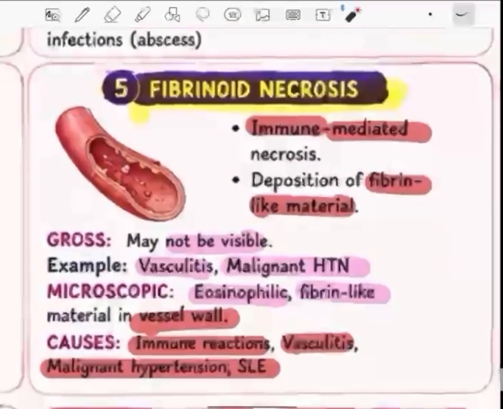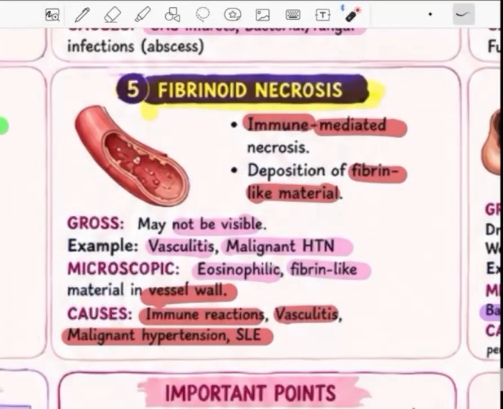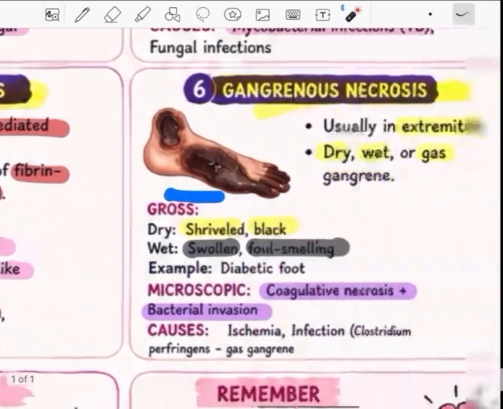Now coming to fibrinoid necrosis. Fibrinoid necrosis is necrosis of the vessel wall with the deposition of fibrin-like material. Microscopically, we'll see eosinophilic amorphous fibrin-like deposits in the vessel wall. Here, loss of normal vessel architecture will be there. It will become light pink in color. Mostly, it is seen in immune-mediated vascular injuries like vasculitis, malignant hypertension, and SLE.